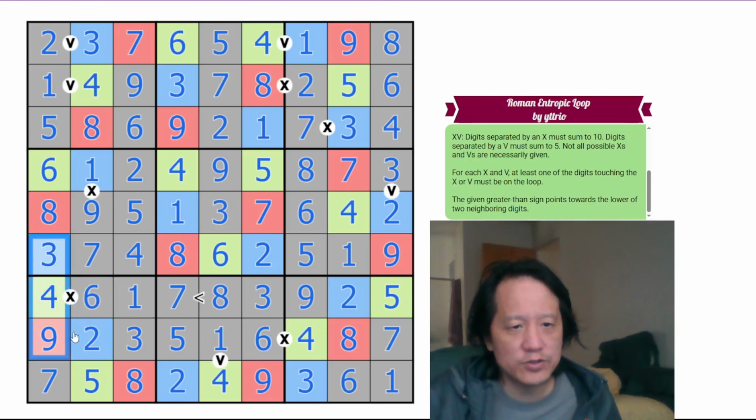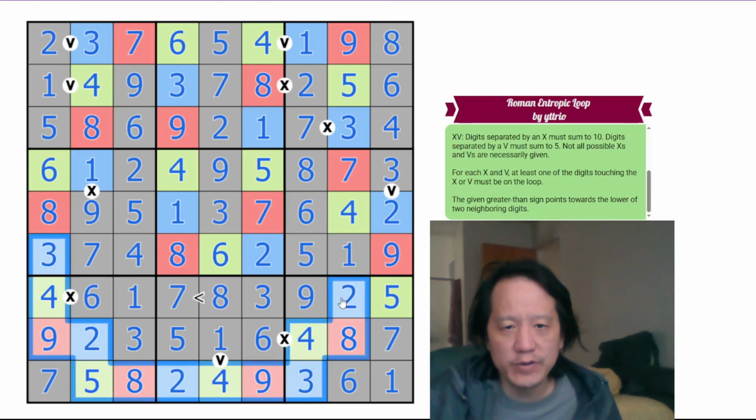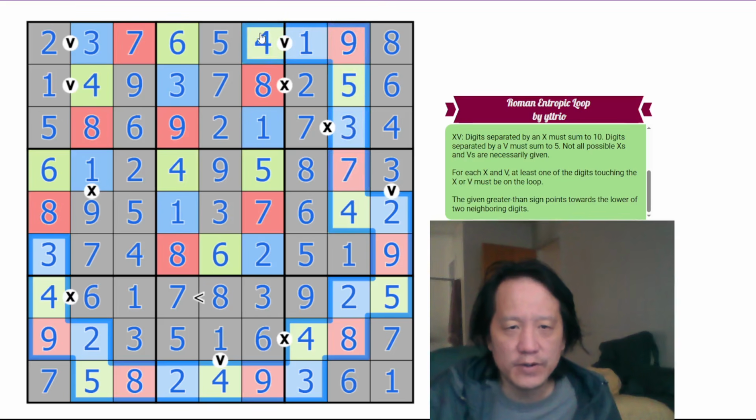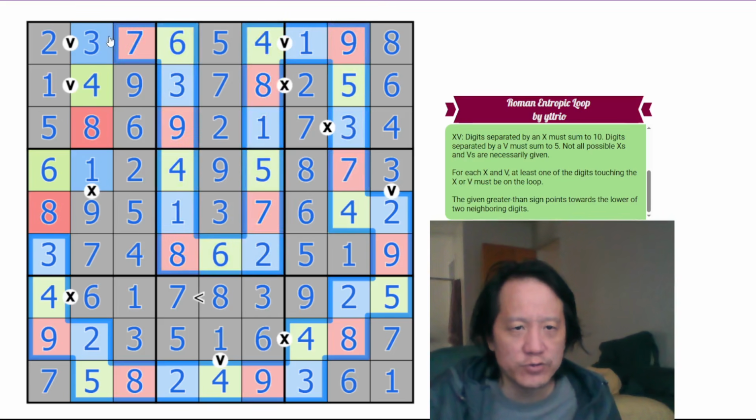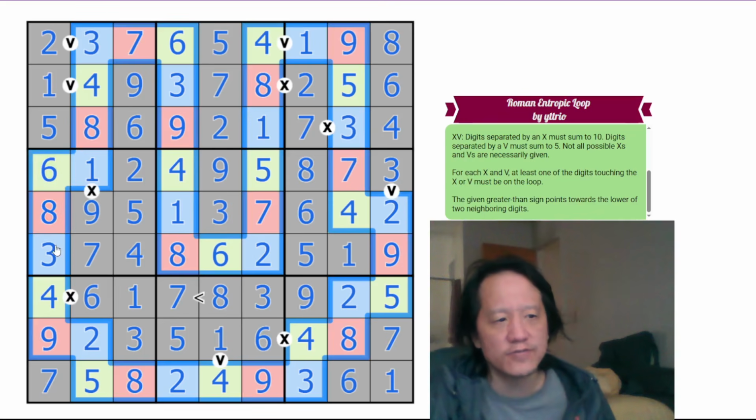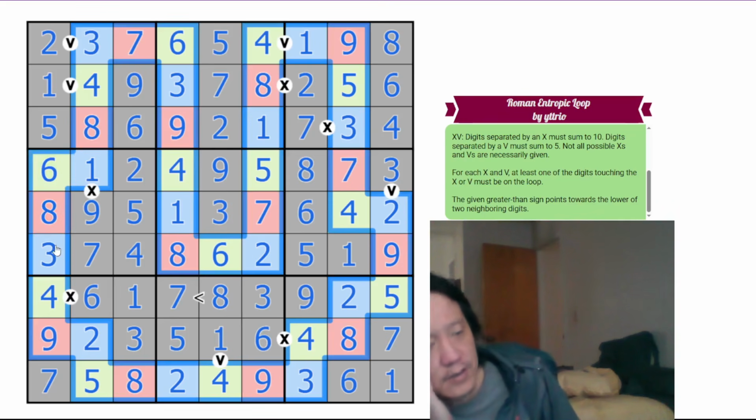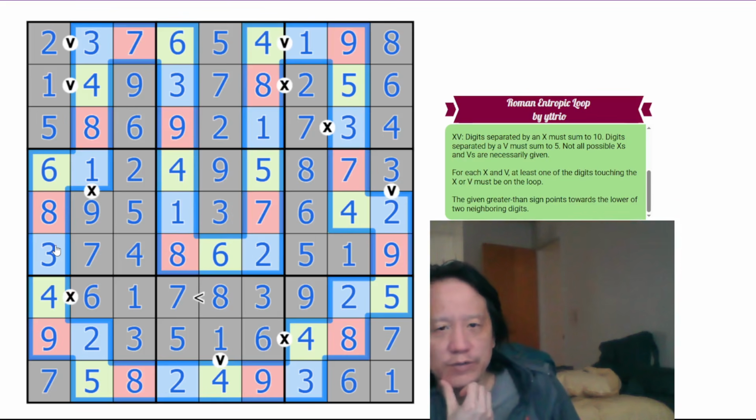Yeah, I mean, fairly straightforward if you've done loops before. It's particularly with entropic lines. Entropic lines are fairly easy to work with X's and V's. So that's kind of helpful.